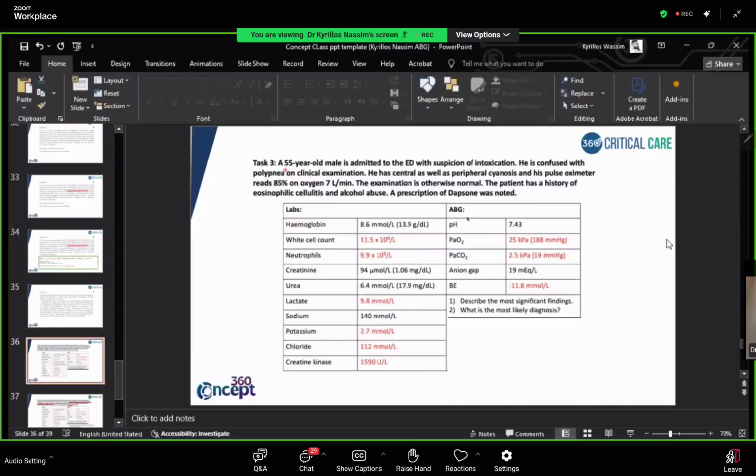The patient has a history of eosinophilic cellulitis and alcohol abuse, and a prescription of dapsone is noted. Be aware of any drug mentioned in the vignette. He gave me a CBC, electrolytes and an ABG. So describe the most significant finding and what the likely diagnosis will be.